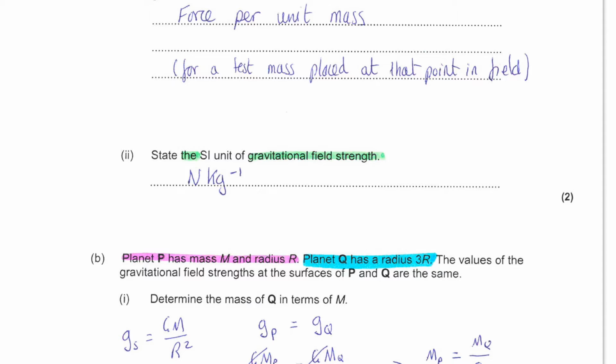Next, you're asked to state the standard international unit for gravitational field strength. Since this quantity is force per unit mass, we have got the units of newtons per kilogram. Please note that the value of meters per second squared, that unit, would not be accepted here. Although the acceleration due to gravity and the gravitational field strength have the same numerical value, they are different quantities, so you've got to pick newtons per kilogram as your unit here.